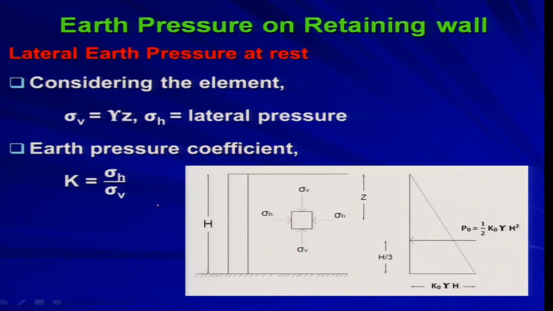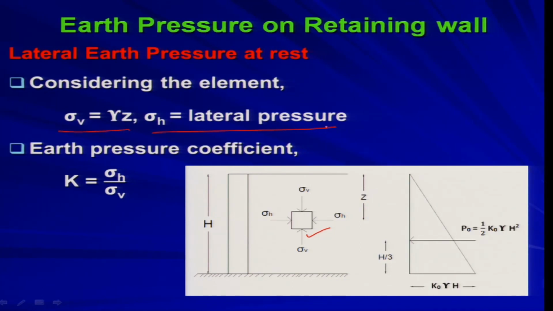Now, considering this soil element at depth z below the ground surface, sigma v is nothing but gamma z, as I told you in the last lecture, and sigma h is nothing but the lateral pressure, which is your objective function that needs to be determined. Sigma v is known to you because you know the depth you are considering, and you know the unit weight of the soil, depending on the situation of the water table, and we will come to that point later on. Based on that you can find out sigma v.